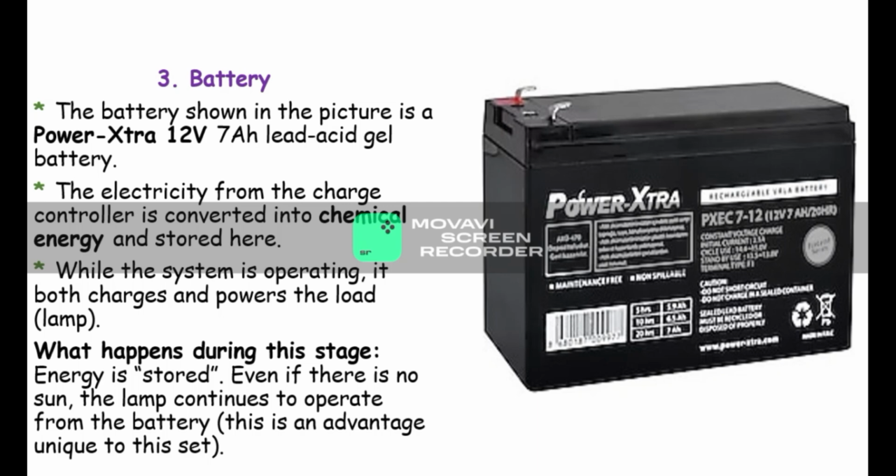While the system is operating, it both charges and powers the load, which we also call the lamp in this case. What happens during this stage is that energy is stored even if there is no sun. The lamp continues to operate from the battery. This is an advantage unique to this set.